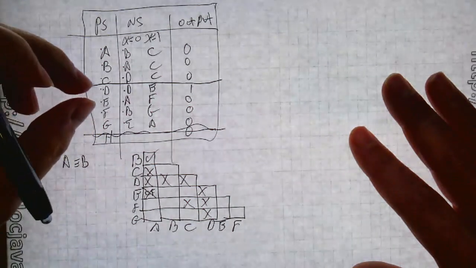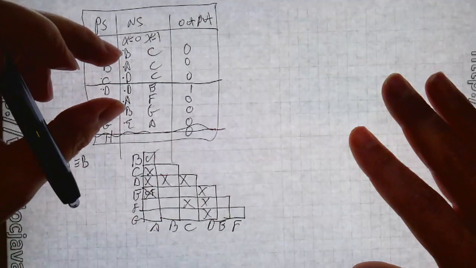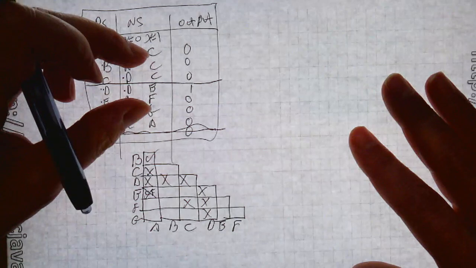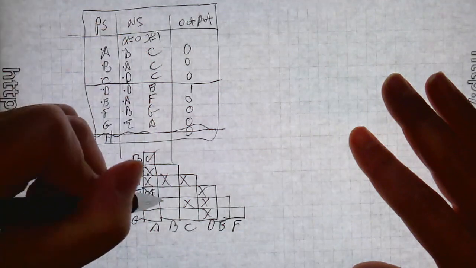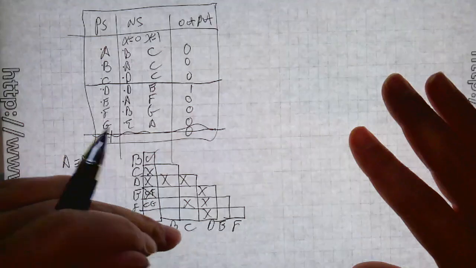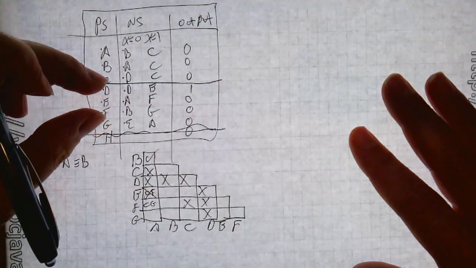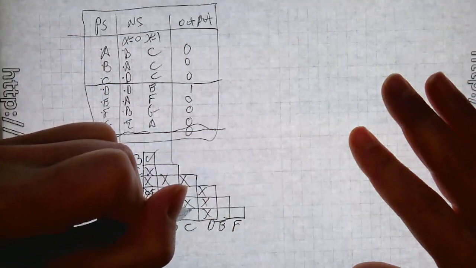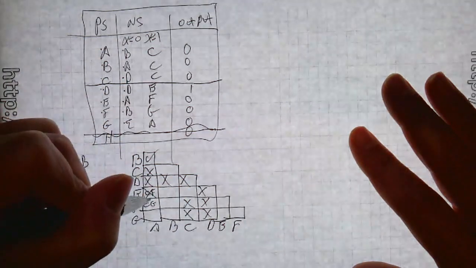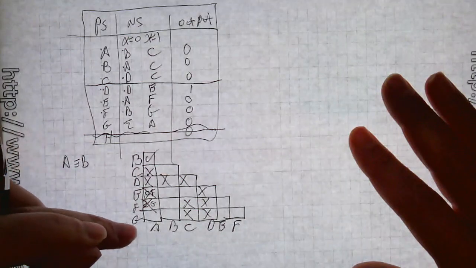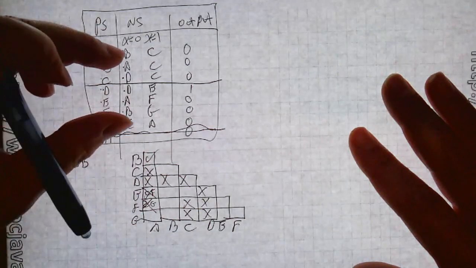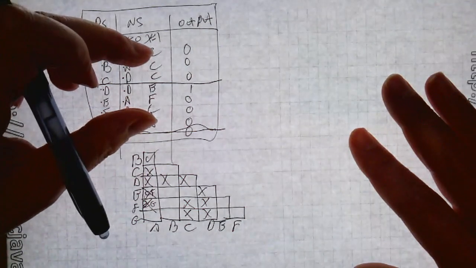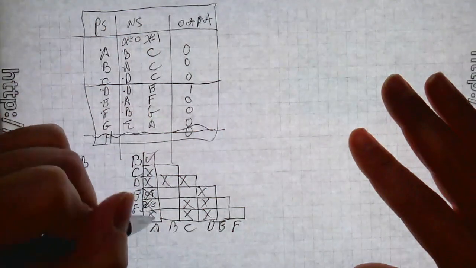A equals F if B equals B, it does, and if C equals G, and we don't know. So let's look at CG. C equals G if D equals E. D does not equal E. C does not equal G. A does not equal F. Let's do AG. A equals G if B equals E. We don't know about that. And if A equals C. That we know it doesn't do.